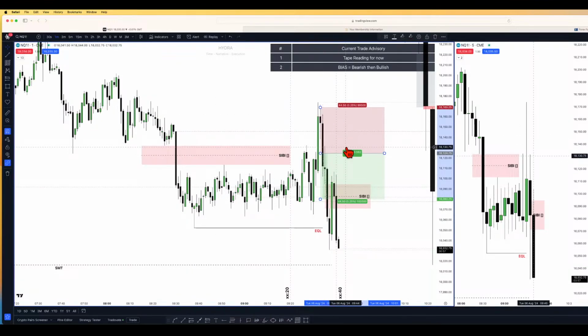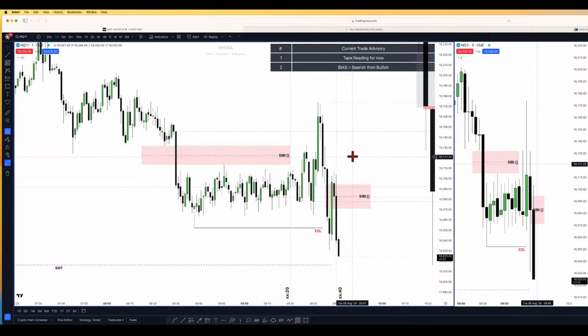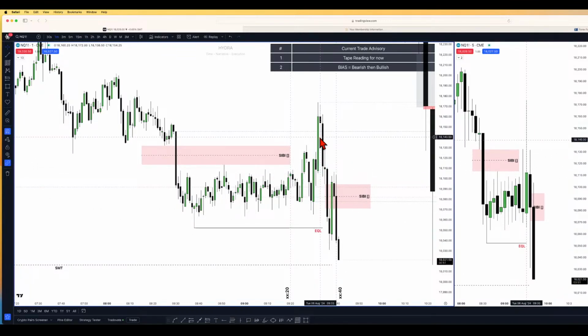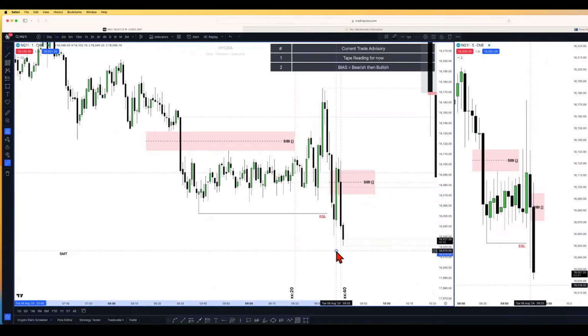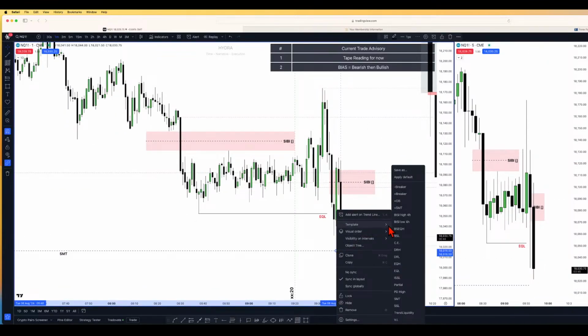Now I saw it, I hesitated, and nobody else was able to take it. Come on, guys. Like, that was a nice inversion. Price closed above it, retested it.